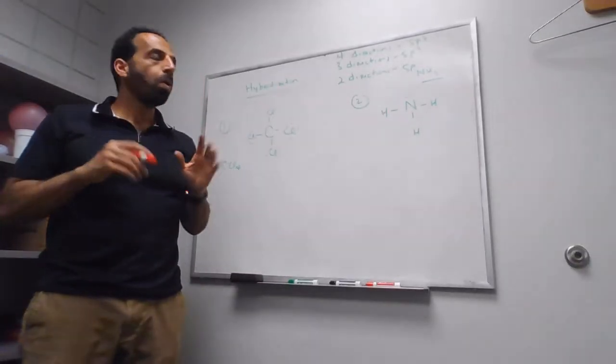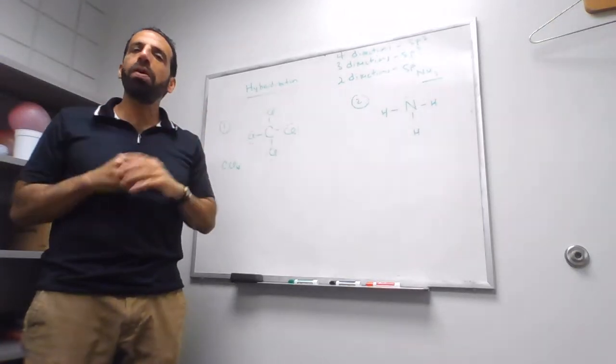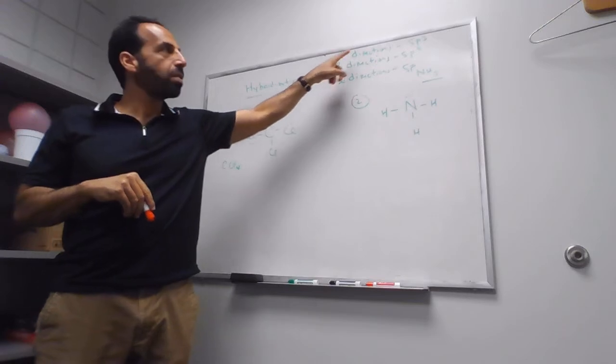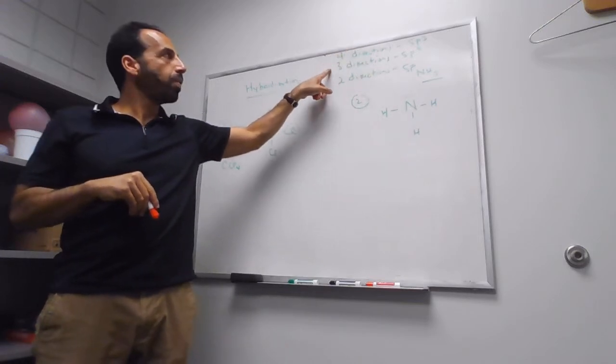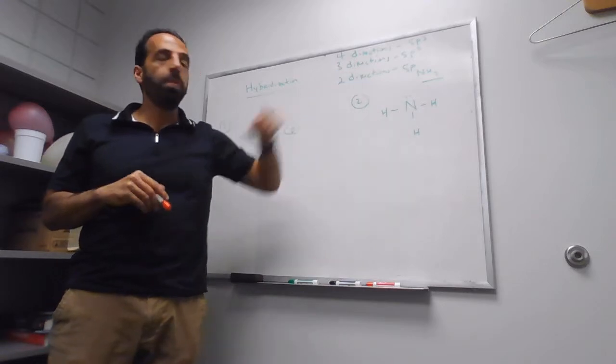So in this video, we're going to determine hybridization, and we're going to look at a central atom. Let's just focus on the central atom for us. A couple things to remember: 4 directions, that includes sp3. 3 directions includes sp2. 2 directions will be sp.